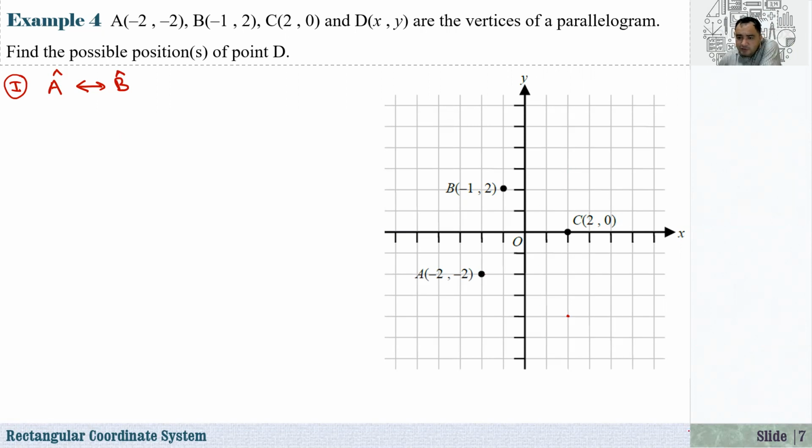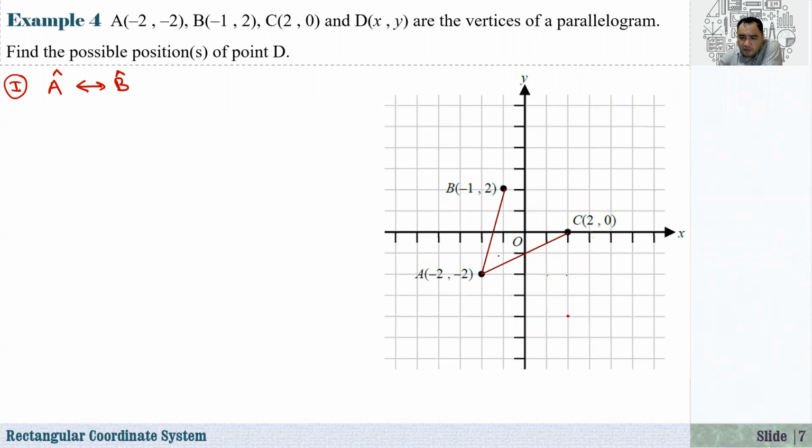So to draw this one, let me just draw. Here we have AB, and here we have BC, right? So the orientation to go to C, I need to walk what is it? 1, 2, 3, 4 units, and after that, 2 units. So here we have the same thing: 1, 2, 3, 4, and 1, 2.